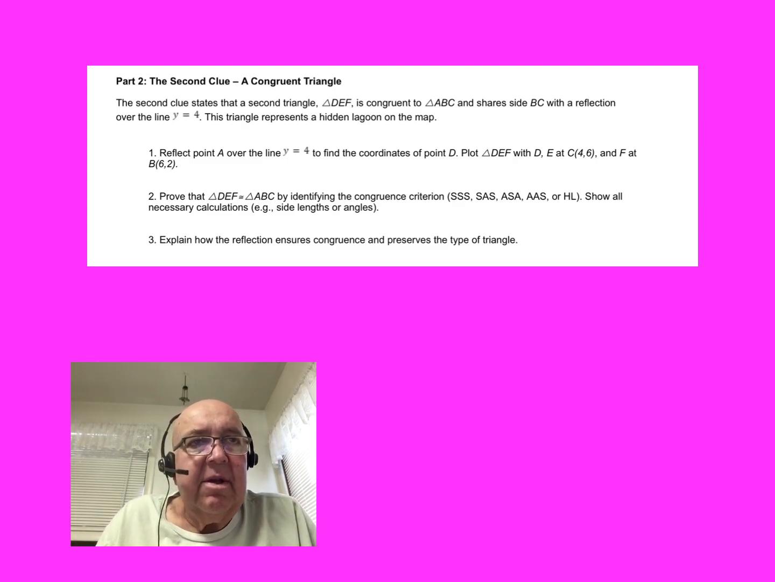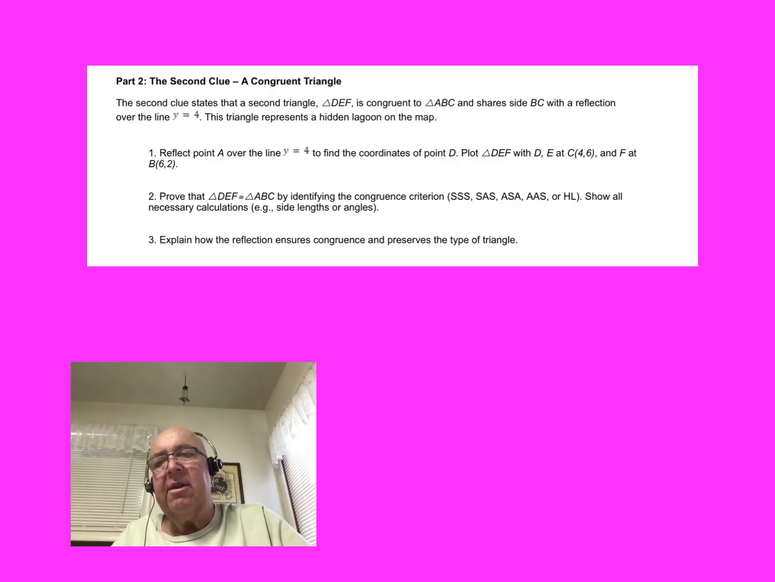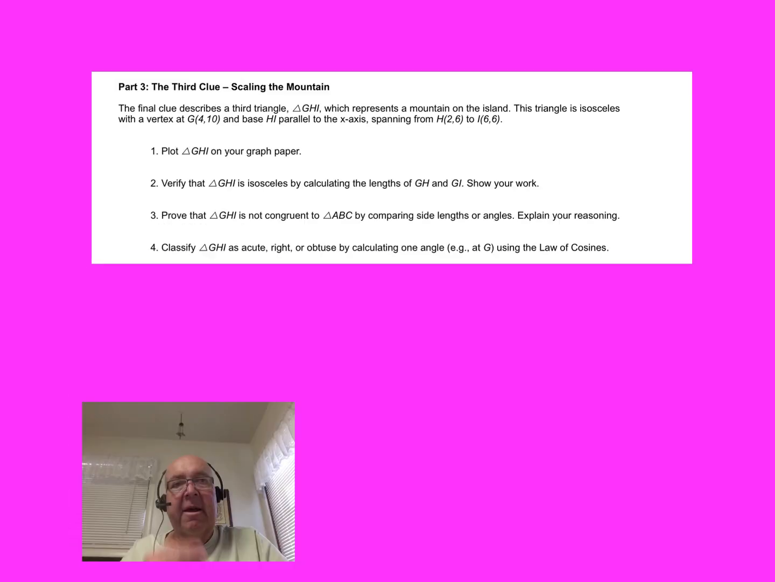This one you'll end up with the same side, so you're going to be using sides, and then you can go from there. And then you need to be able to explain why the reflection ensures congruence and preserves the same triangle. Think back to what a rigid transformation is. That might help you in answering that question.